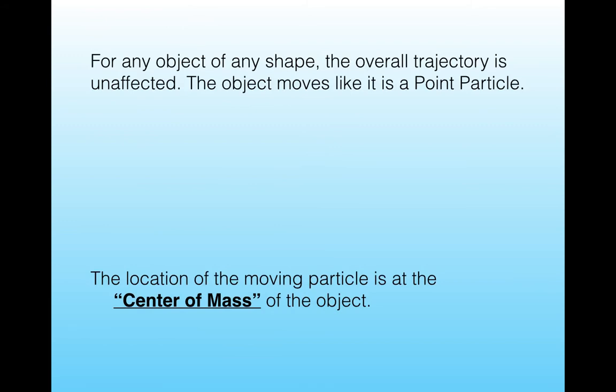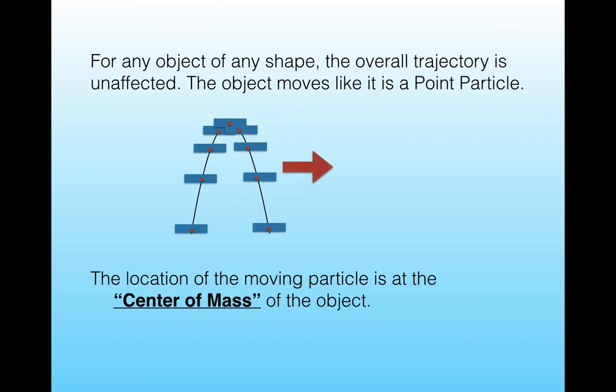So for any shape, the overall trajectory is unaffected. The object moves like it's a point particle. But where is that particle located? The location of the particle that's moving is the center of mass of the object. So the object can be any shape, and the location that moves as if it's a point particle is what we call the center of mass. And we're going to talk more about that later. This is just showing you the same thing again. We can identify the center of mass of many objects quite easily. For this rectangle that we had moving, the red dots now indicate the center of mass, and that center of mass is what's making the parabola.